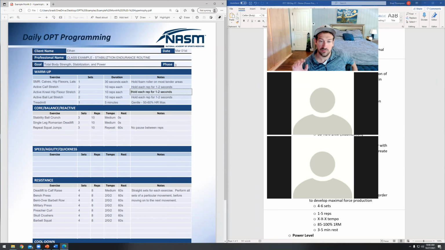But in this version, I literally kept it the same. Same thing with their movement prep. I kept the movement prep identical in phase 2 and phase 3. Again, I wouldn't do that in real life. I'd change it up so they get a new training stimulus. But I wanted you guys to be able to see that strength endurance to hypertrophy to max strength, they're all the same.